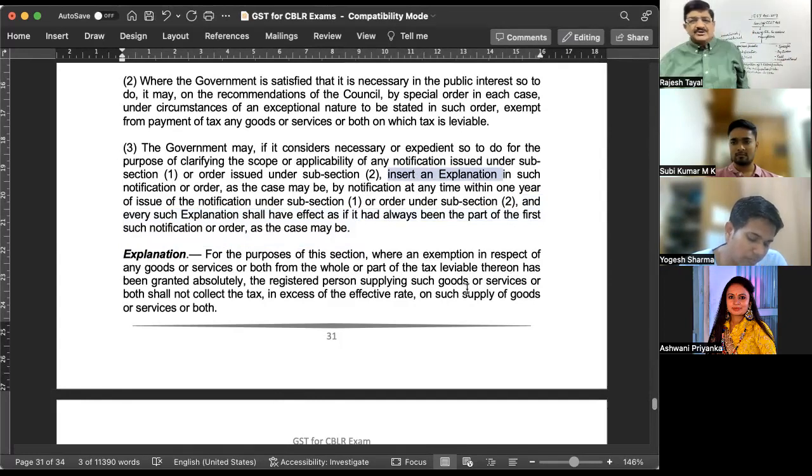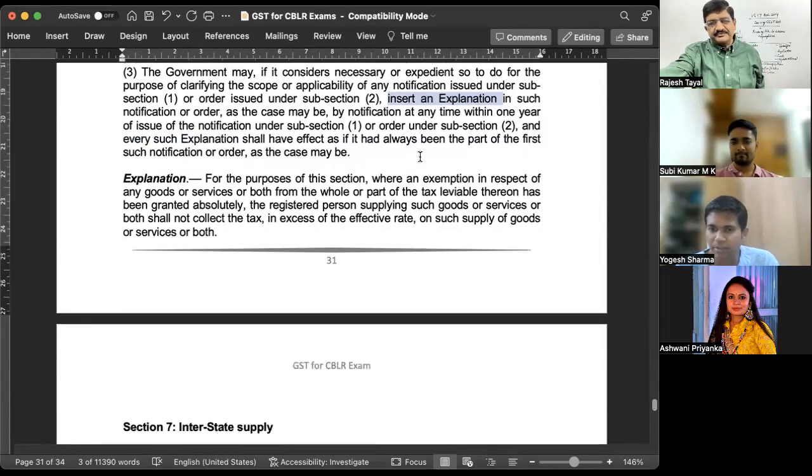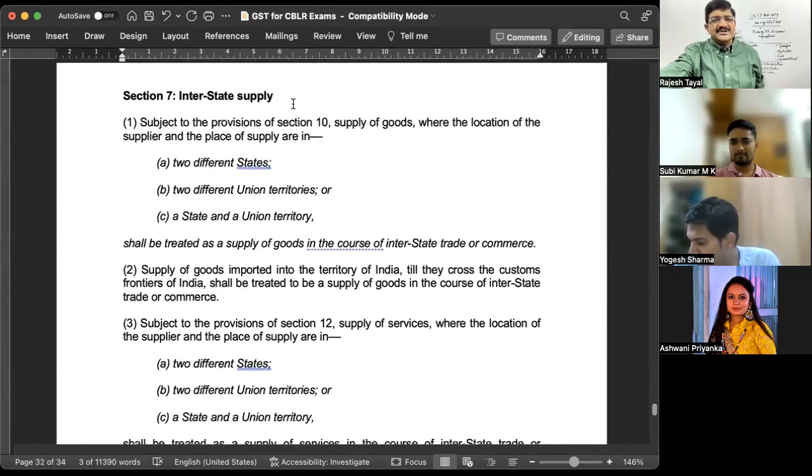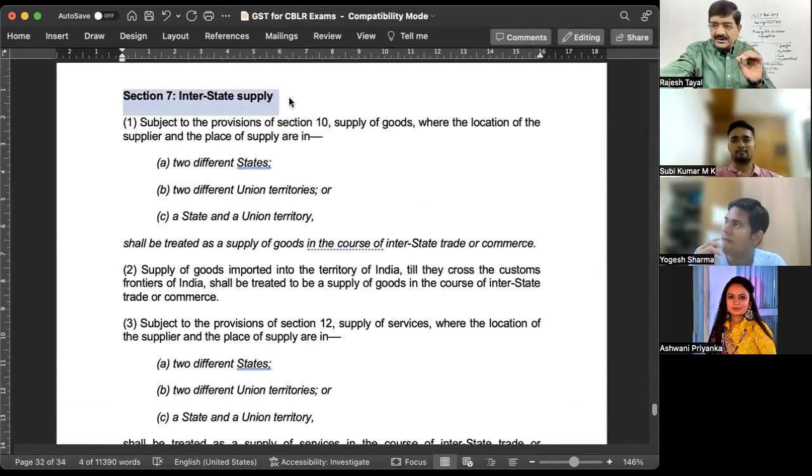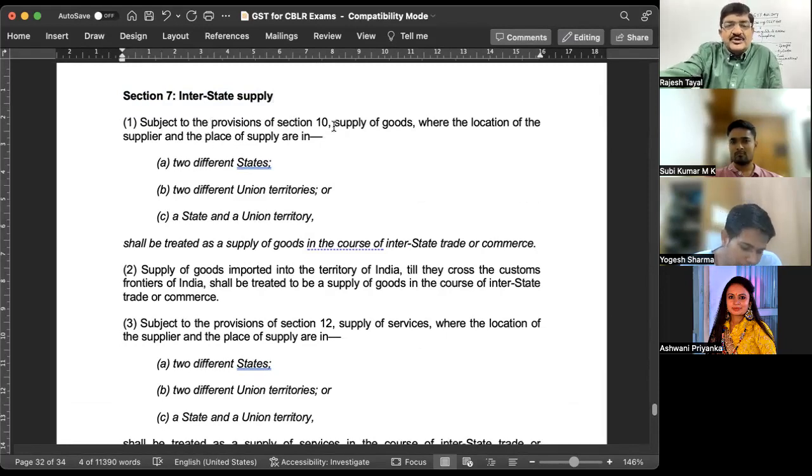Okay. So this is section 6. Now coming to section 7, this talks about interstate supply. The concept is very, very simple. The location of the supplier and the location of the recipient happen to be in two different states, or two different union territories, or a state and a union territory. What it says, subject to the provisions of section 10.